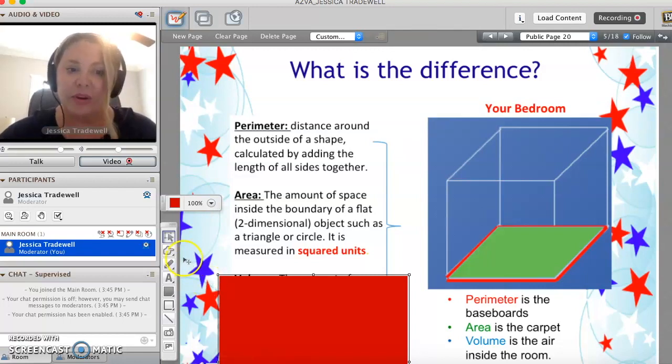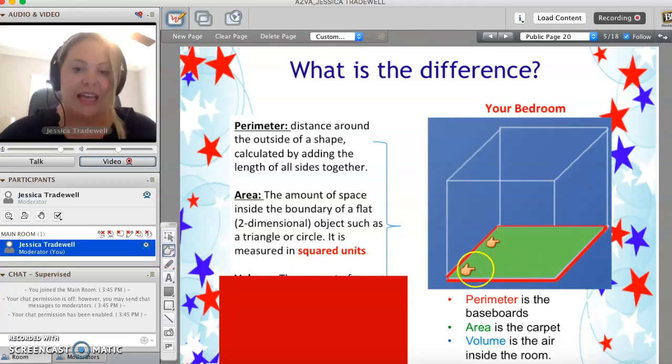So if we're thinking about your bedroom, we're actually thinking about the carpet. The carpet is at the very bottom of your room. Maybe it's hardwood or tile. It's flat. It's barely taking up any space. We measure it in square units.